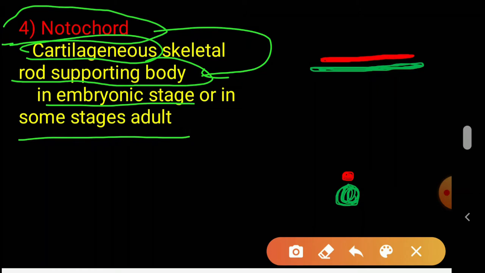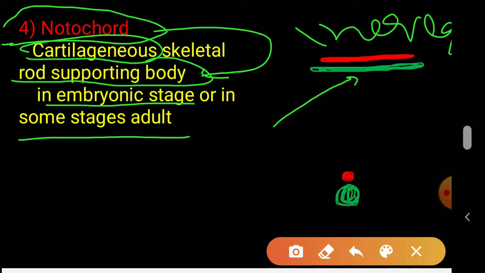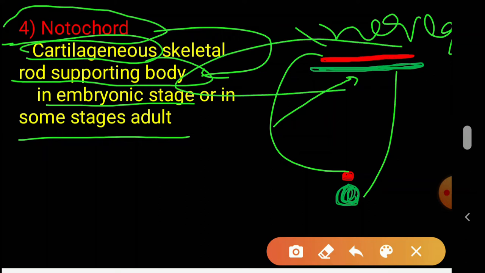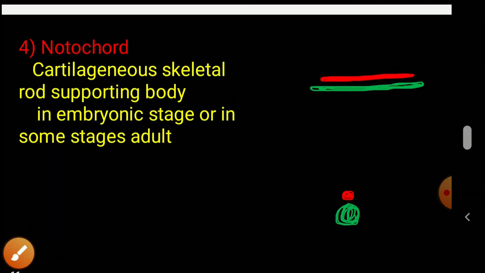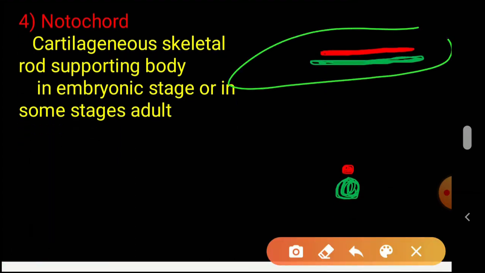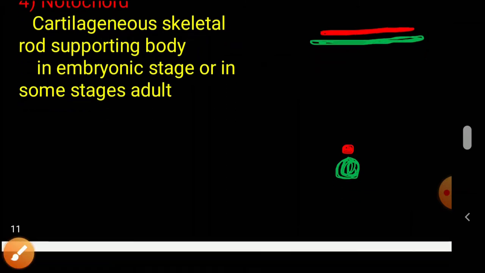See this one. Now look at the difference. This one is a notochord supporting the body, while this one is a nerve cord. So this one is a nerve cord and this one is a notochord. In this type of organism, the notochord is going to support the whole body. Is it clear? While in the vertebral column, we have seen that it is outside and the nerve cord is inside. Here the notochord is made up of cartilage, supporting the organism. The nerve cord and the notochord are separate.